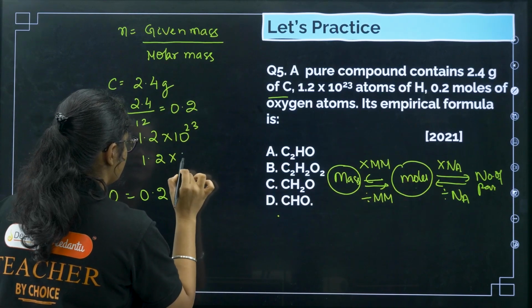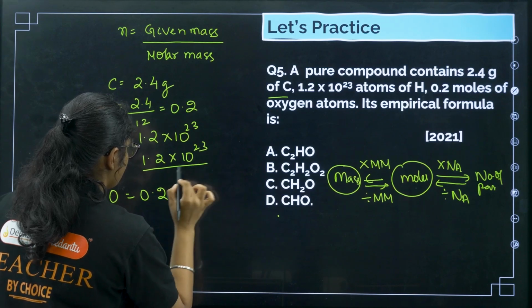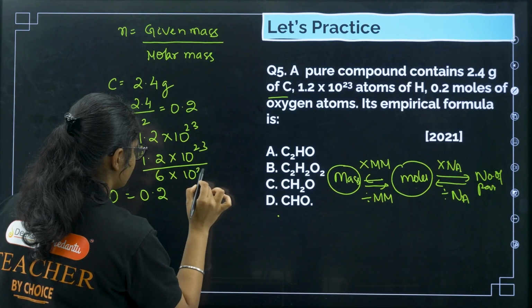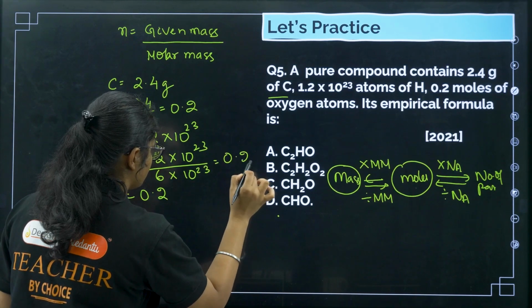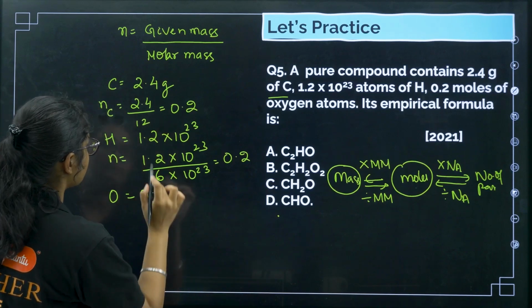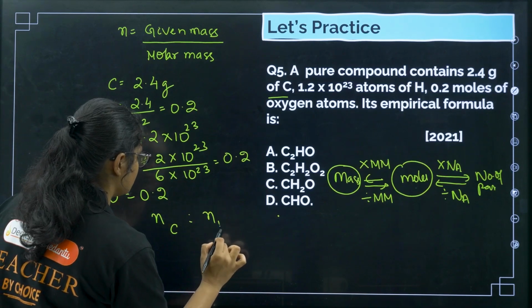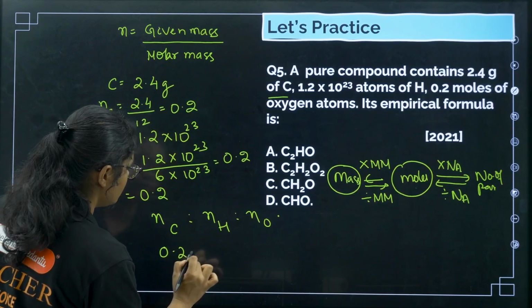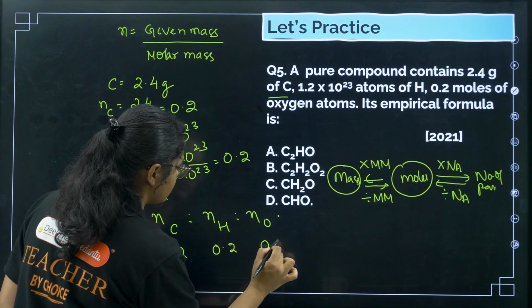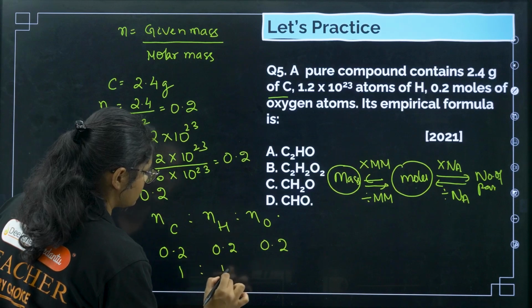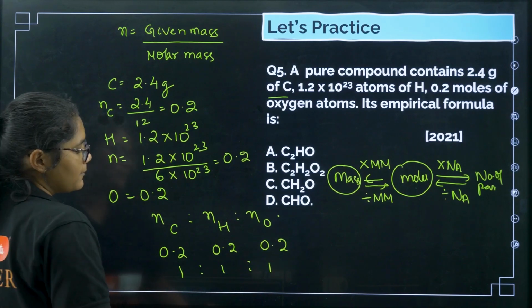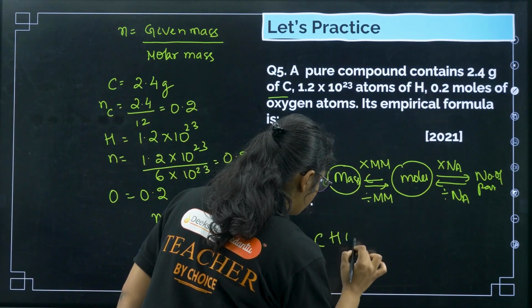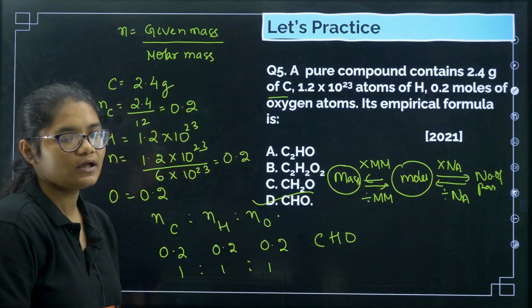So 1.2 into 10 to the power of 23 divided by 6 into 10 to the power of 23, and that will also give me 0.2. So what is the ratio of number of moles of carbon, number of moles of hydrogen, and number of moles of oxygen? 0.2, 0.2 and 0.2, that is 1:1:1. So what will be the empirical formula? C, H and O. So option number D will be the correct answer.